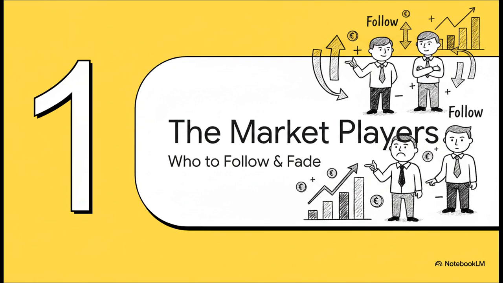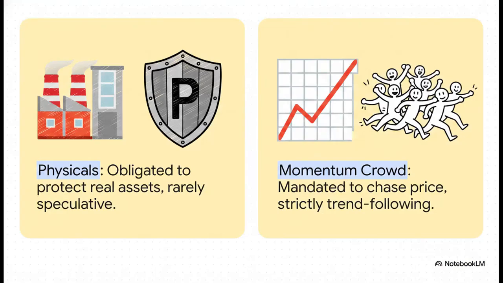The 3 market players. Knowing exactly who to follow and who to fade. Let's look at the stark contrast between these two massive market forces. On one side, we've got the physicals, also known as commercial hedgers. Now, these players aren't guessing where the market will go. They have a strict obligation to protect real assets. When a gold miner sells a futures contract, well, that gold actually exists in the real world. This isn't an opinion, it's an obligation. So our strategy is to copy their direction.